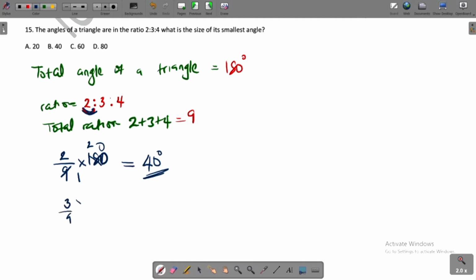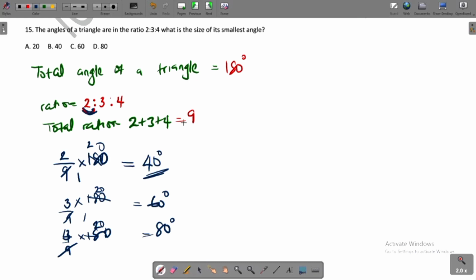take the second one. Just say 3 over 9 times 180. 9 into 18 is 2, so 20. Take it times 3, that is 60 degrees. Now take the fourth one, sorry, 4 over 9 times 180. 9 into 180 is 20, so you have 80 degrees. So actually from here you can just compare. But if you don't have enough time, just pick the lowest of the ratios, then over the total ratio, multiplied by the total value of what you are looking for.